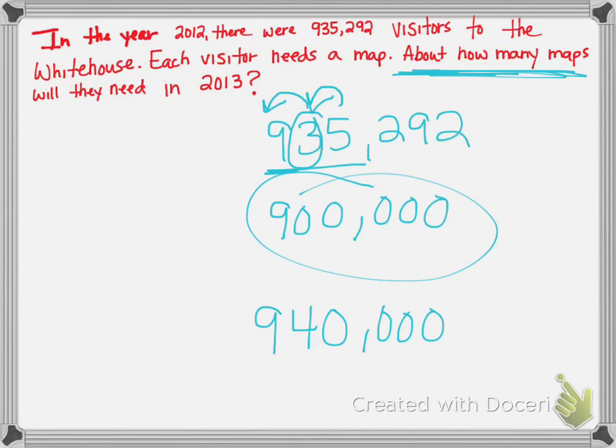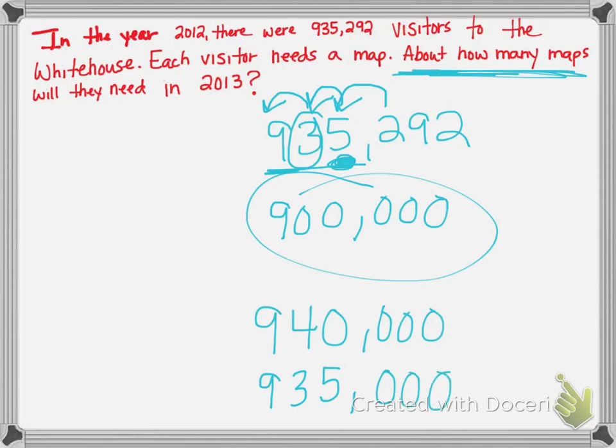935,000 and 940,000 are 5,000. There's a 5,000 difference there. So they certainly should have enough maps. Now we could even round to, let's say, the hundreds place. If I rounded to the hundreds place, that 2 would tell the hundreds place, the 5, to stay the same. So we would say 935,000 and the rest would become zeros.